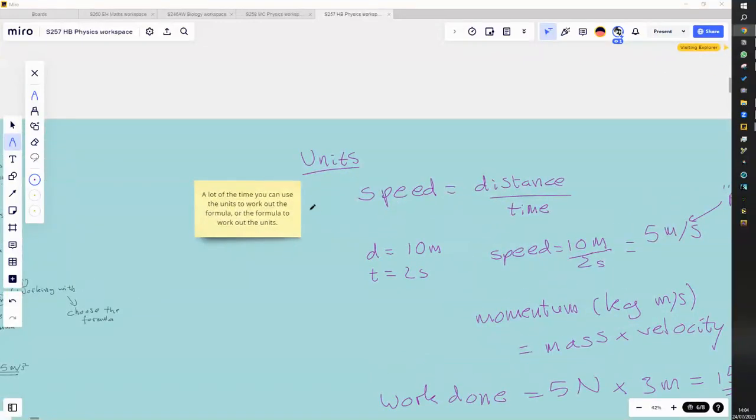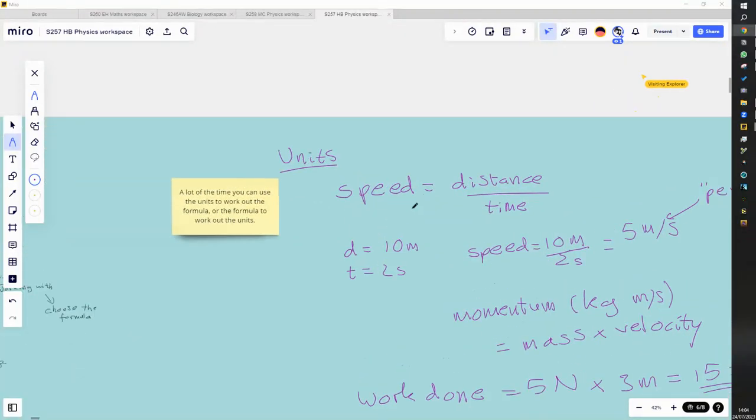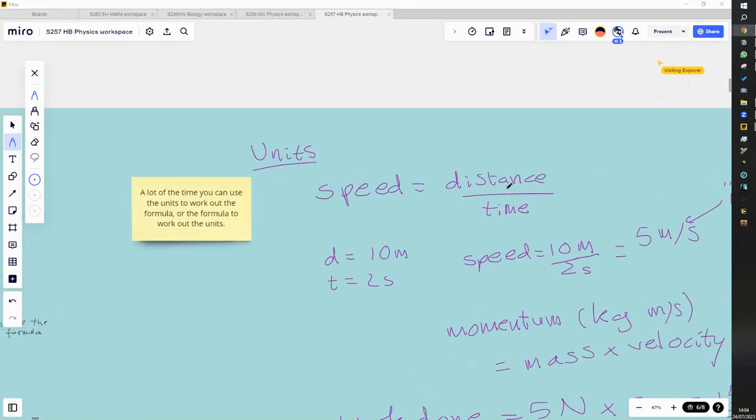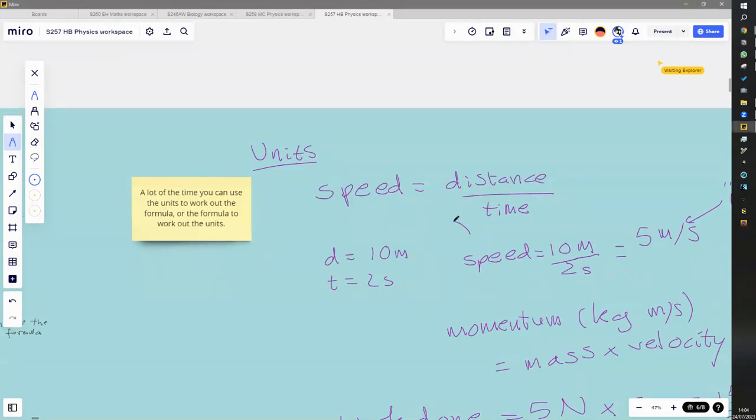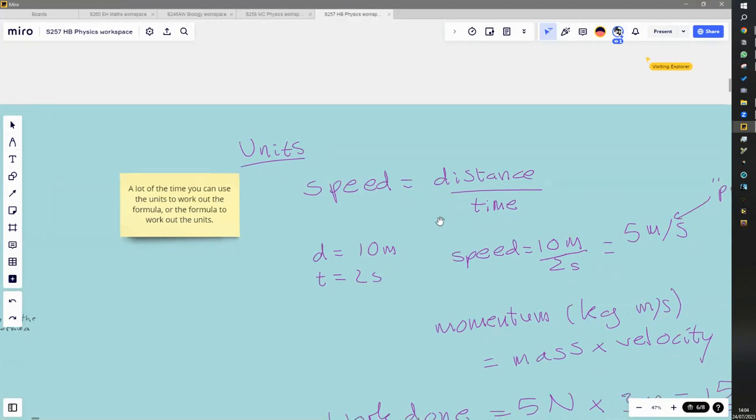So, a useful little trick to do with units. As I've written here, a lot of the time you can use the units to work out the formula, or maybe the formula to work out the units. We start off with speed is equal to distance over time, and you're trying to remember what the unit of speed is.